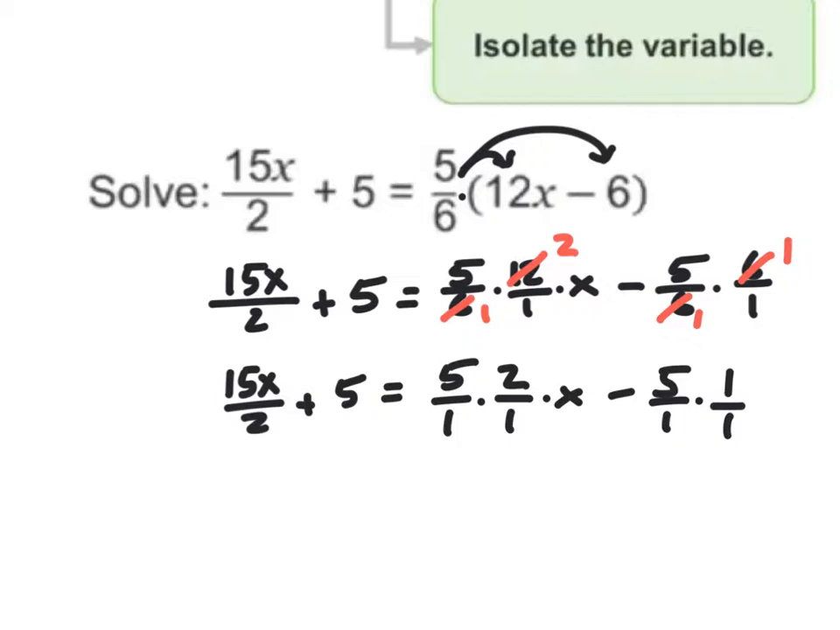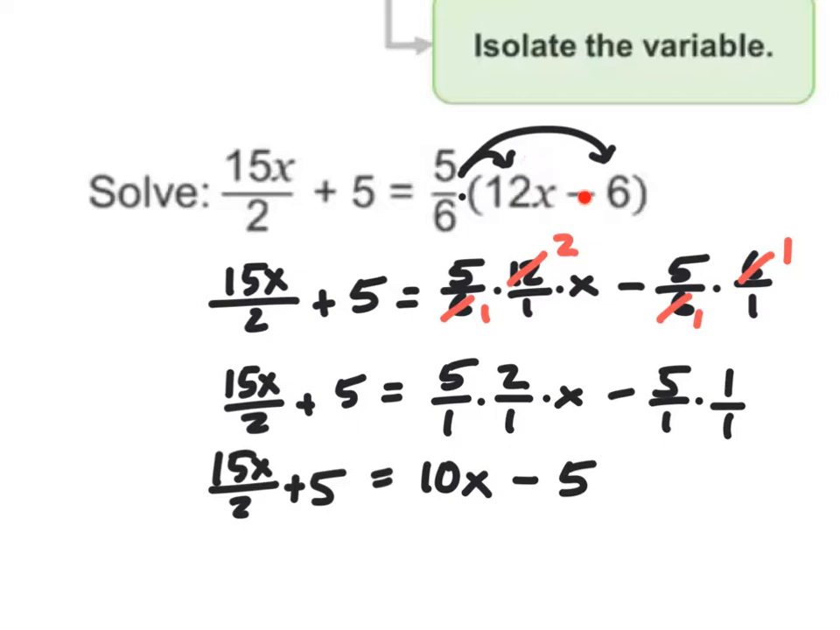And I'm showing a lot of steps here just because I want you to see how I'm getting my answers and not just a trick on how to do this. But let's go ahead and simplify this a little bit. So then I get 5 times 2, which is going to be 10, and then 1 times 1. I don't really need those. I'm really just doing 5 times 2 right here. So that's going to give me 10x, and then minus 5 over 1 times 1 over 1. That's just going to be minus 5. Okay, and then on the left side, I've got 15x over 2 plus 5.